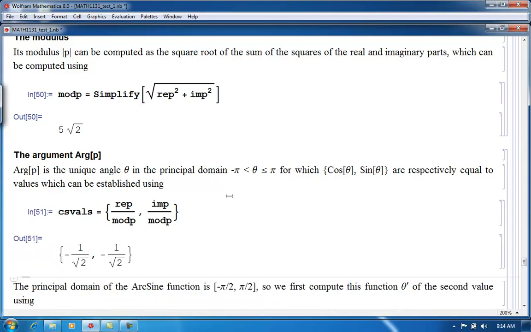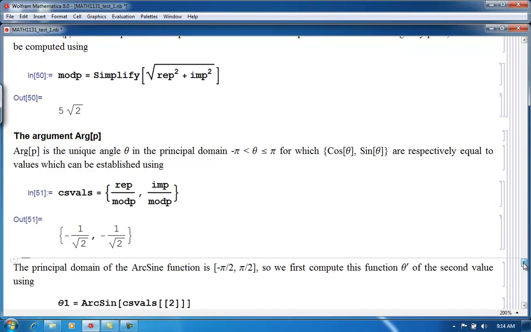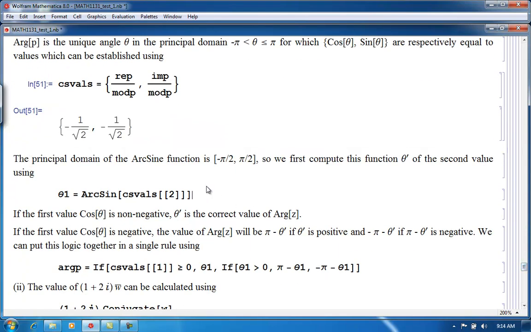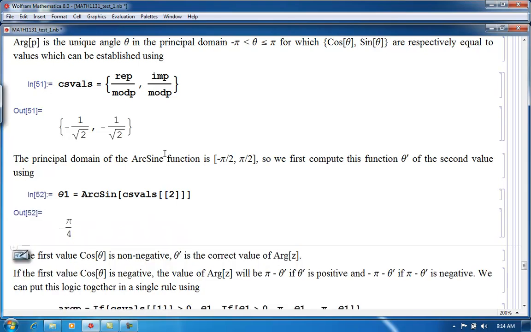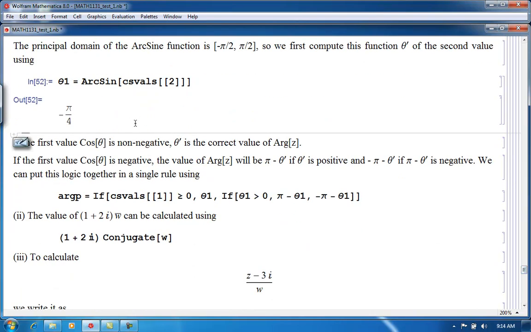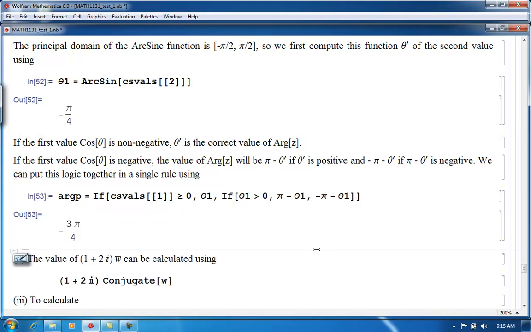So we calculate the cosine and sine, and then we take the arc sine of the second member, which is minus pi over 4, and then we see that the first member is also negative, so the answer should be minus 3 pi over 4. So let's do that, and it indeed is. So that's the answer: the argument of minus 5w is minus 3 pi over 4.